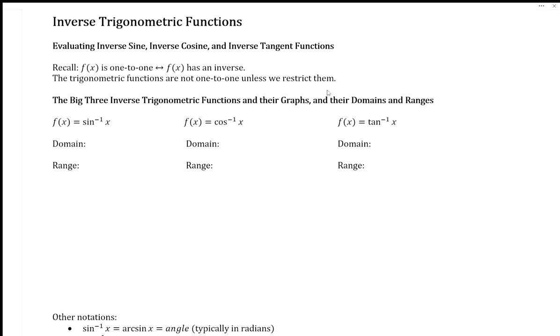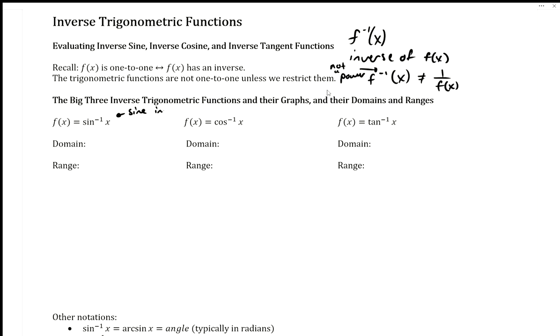So the sine inverse. Remember the little negative symbol, just like with regular functions. Remember this means the inverse of f of x. So it's not a power, so it's not using that rule. Same deal with these inverse trig functions. Sine inverse of x is how that's said, and similarly cosine inverse of x and tangent inverse of x.